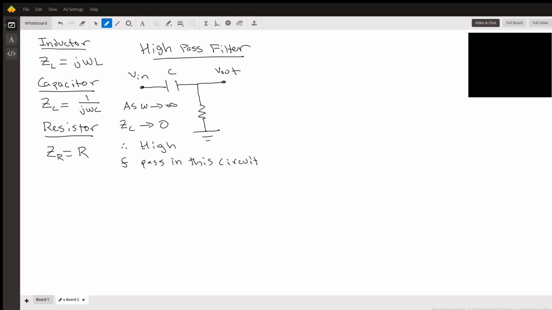So anyway, that's kind of a brief overview of some of the basics of AC circuits. I hope this is helpful.